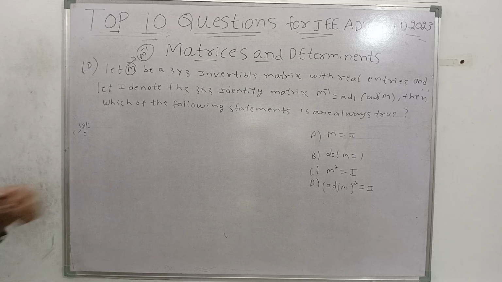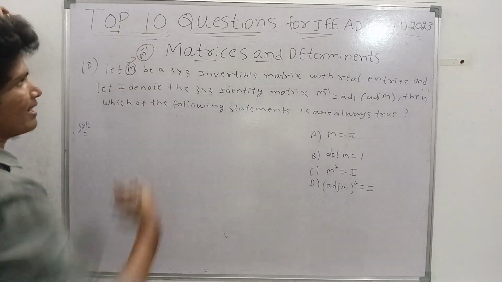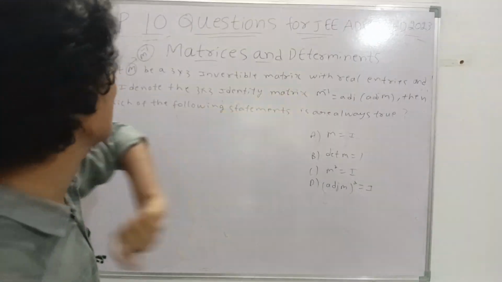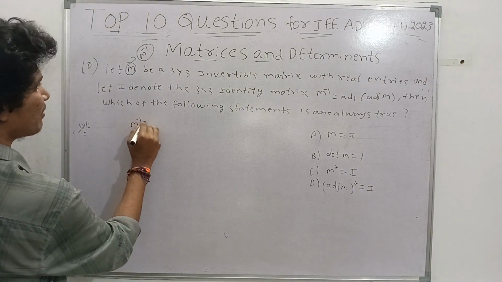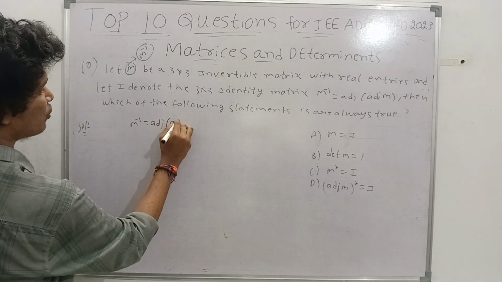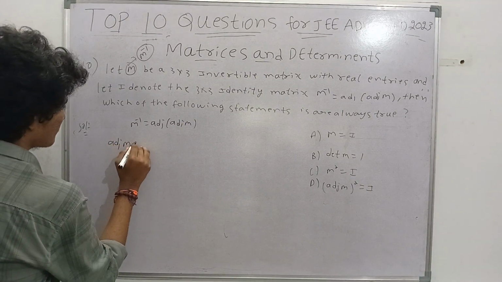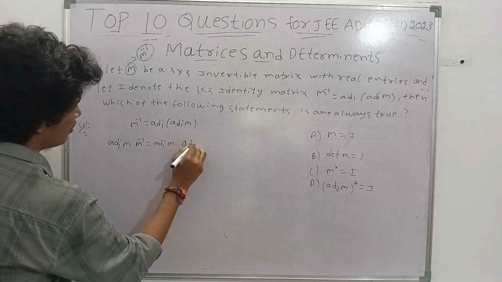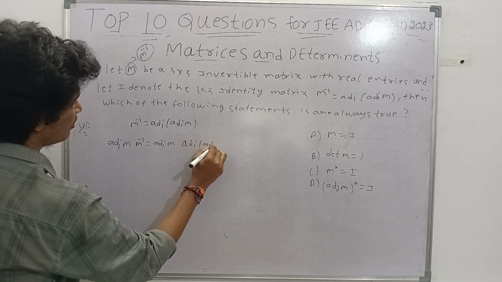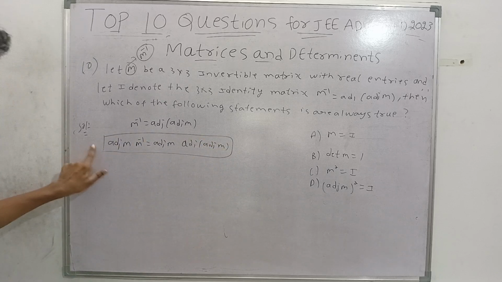So basically guys, let M be the 3 cross 3 invertible matrix. I already said the M inverse can exist with real entries, and let I denote the 3 cross 3 identity matrix. Now they have given M inverse equal to adjoint of adjoint M. So I am multiplying adjoint M on both sides. It will be adjoint M adjoint M. This is the main step here.